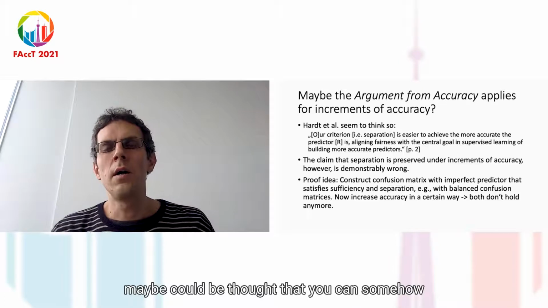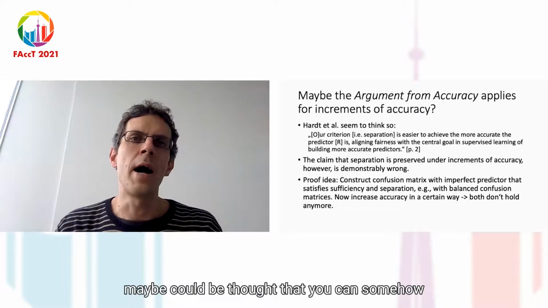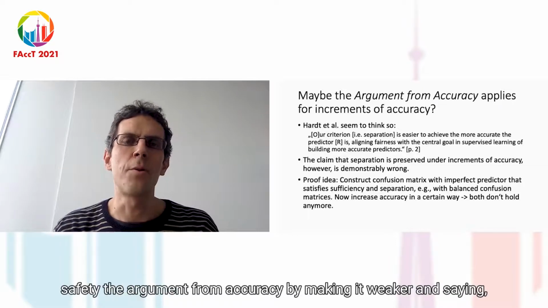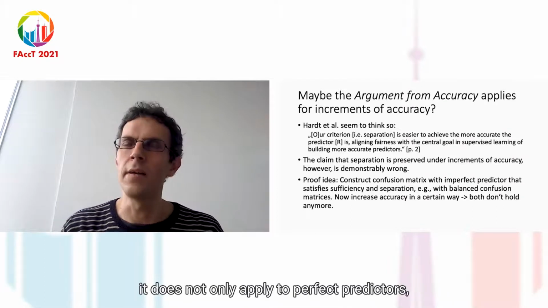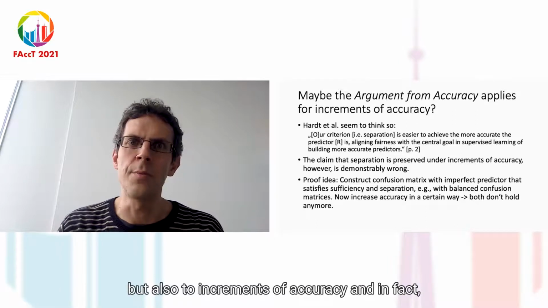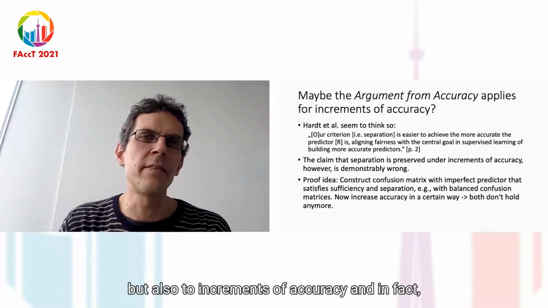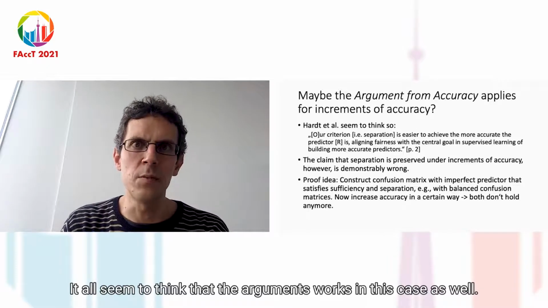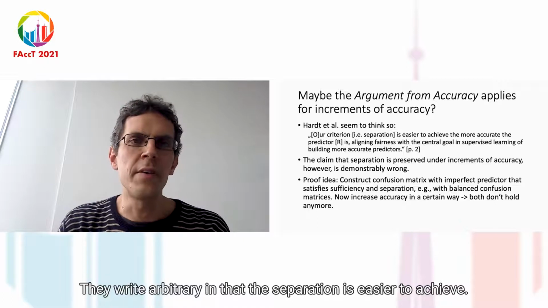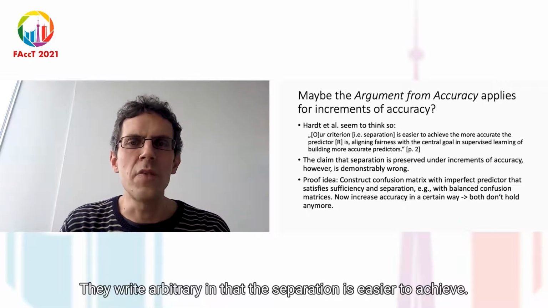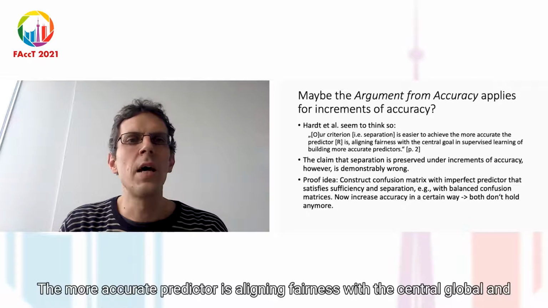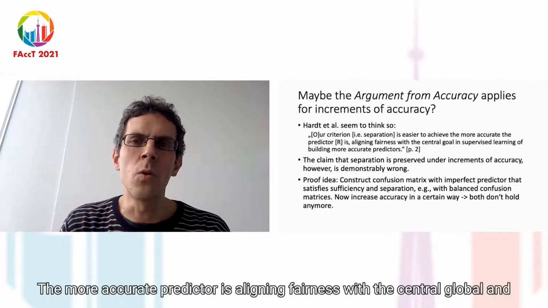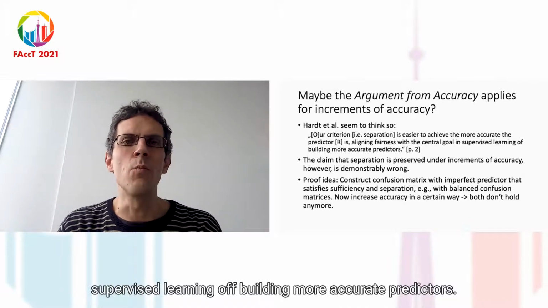Now, maybe it could be thought that you can somehow save the argument from accuracy by making it weaker and saying, well, it does not only apply to perfect predictors, but also to increments of accuracy. And in fact, Hardt et al. seem to think that the argument works in this case as well. They write, our criterion, that is separation, is easier to achieve the more accurate the predictor is, aligning fairness with the central goal in supervised learning of building more accurate predictors.